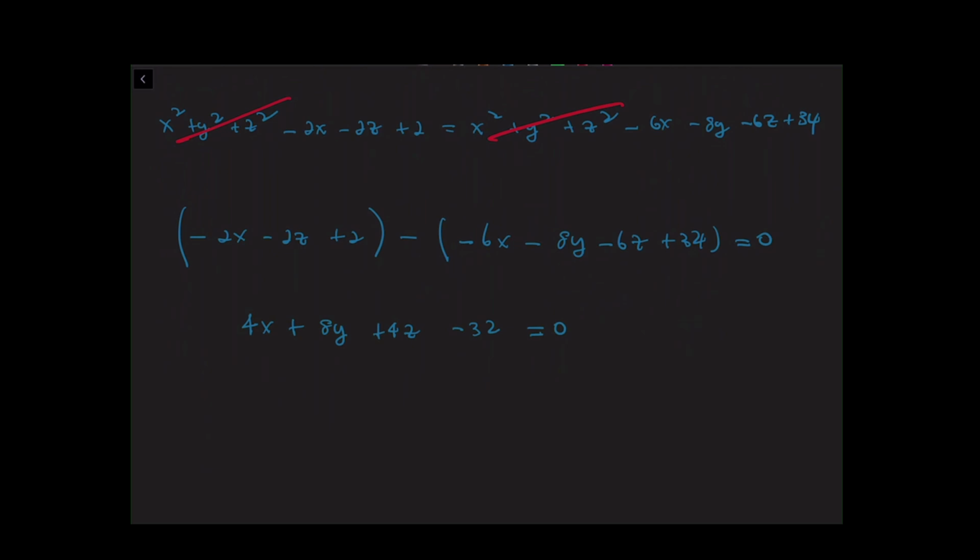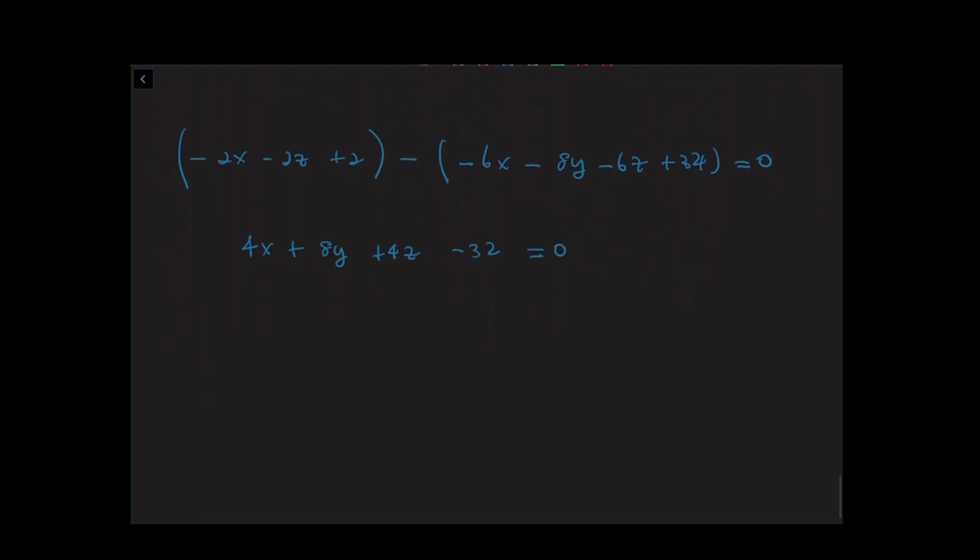And then every term here is divisible by 4. So I'll get x plus 2y plus z minus 8 is equal to 0, which is exactly the same thing that we had before. Okay, so both answers are the same. Doesn't matter which method that you use.